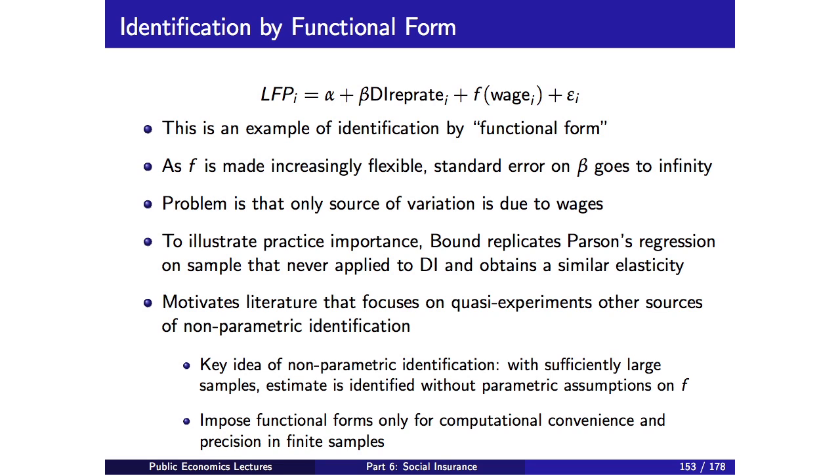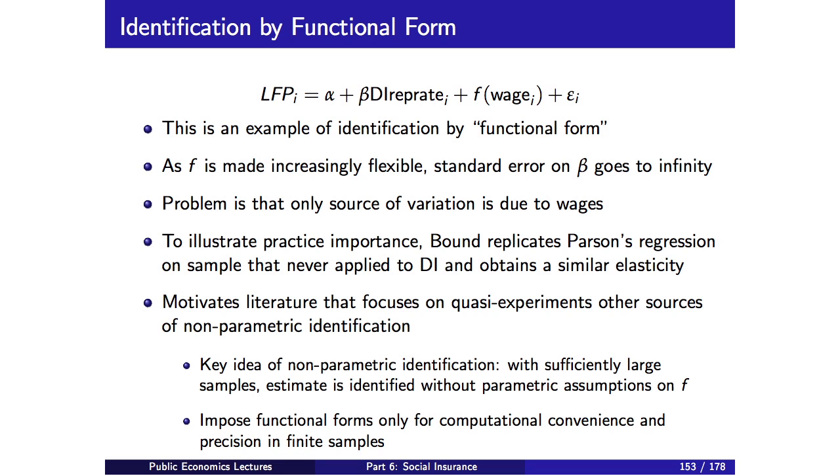So you could just allow all of these functions to be arbitrary smooth things, and if you had enough data, you would still be identified. The problem arises if your research design is such that if you allowed for arbitrary smooth functions of all the other variables that are relevant, you lose identification, okay? And so the way I like to think about it is we impose functional forms only for computational convenience or to obtain precision in finite samples. You don't want to be imposing functional forms in order to be identified, okay? I think that's the way you want to think about this.